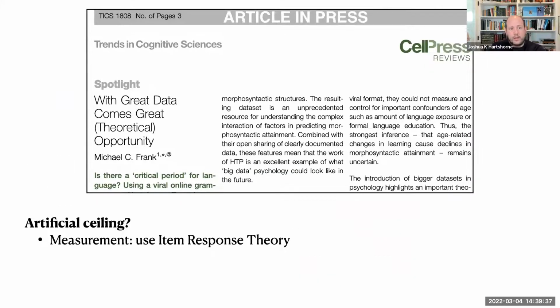Real quickly, I want to talk a little bit about something that I do not have a response to, because Mike Frank was concerned that there's maybe an artificial ceiling in our data. One point he raises, which I'm just going to gloss over, was to use item response theory for analysis. I actually think that's a good idea. We did it and it made no difference.